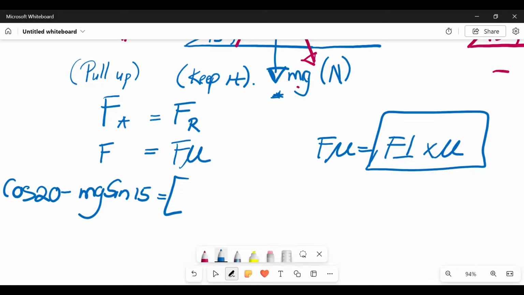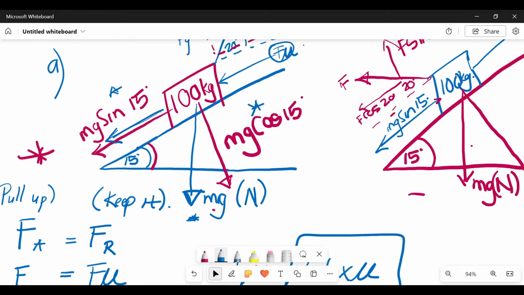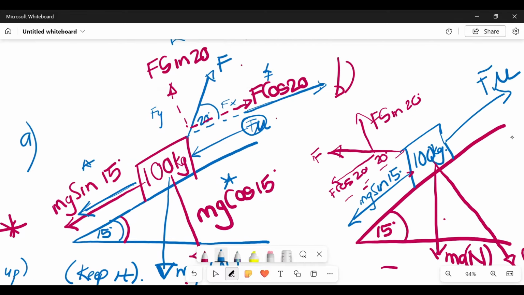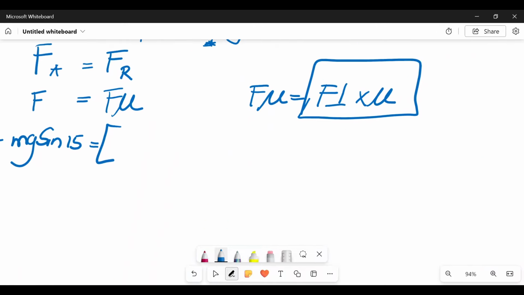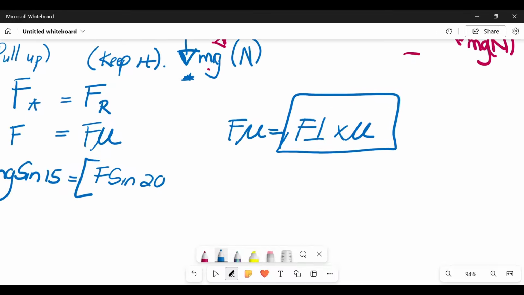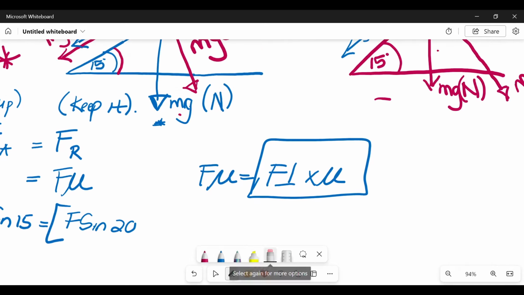Now we are going to look at the forces that are acting perpendicular to our body, right? The very first obvious one is your F sine 20. It is your perpendicular component. So we have F sine 20. Okay. And then we're going to go back to our diagram. You can decide which one you want to act upwards or downwards. Doesn't really change much.